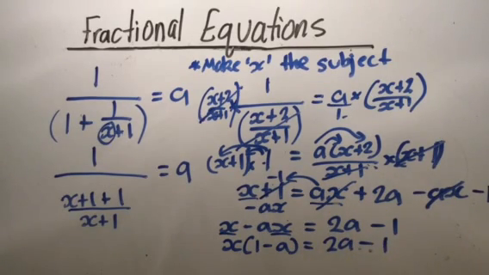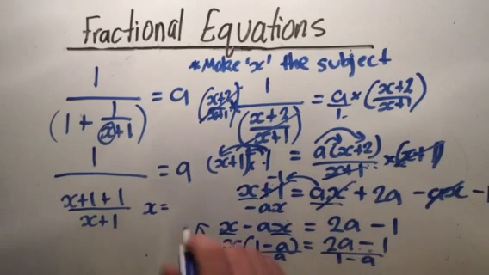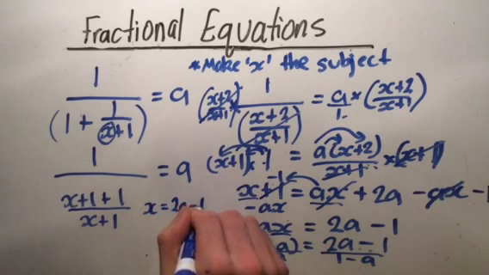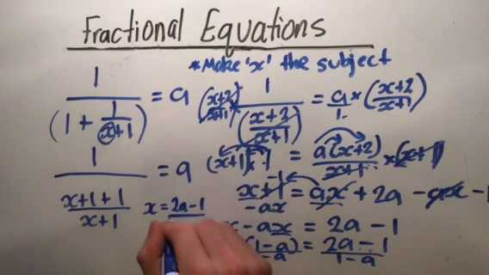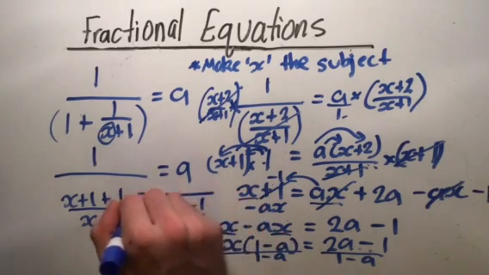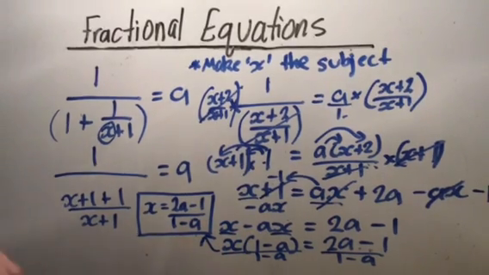And we're going to get a final answer here. And I'm going to write it back up here. Because I just want to know x, I can divide off both sides by 1 minus a. So I'm going to get x equals 2a minus 1 over, and I'll just make this a bit smaller, 1 minus a. Okay, so that's how you solve a fractional equation.